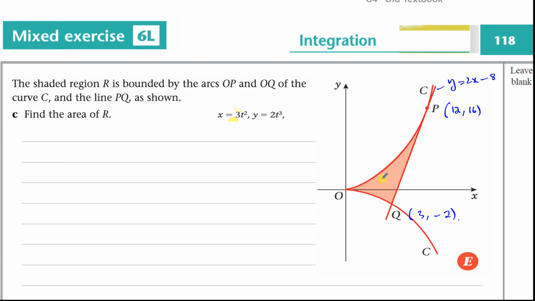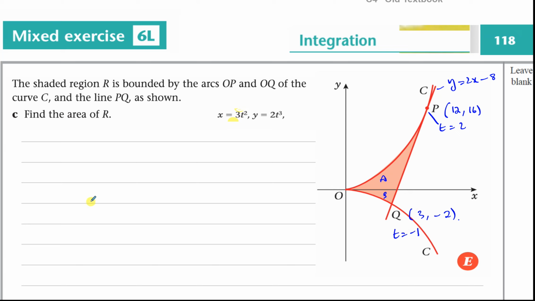So we have two parts here. Let's call this region A above the x-axis and B below the x-axis. We know the value of t at P. t is equal to 2 at P. And we know at Q, t is equal to -1. We've worked that out so far in our question. So that's important for us.